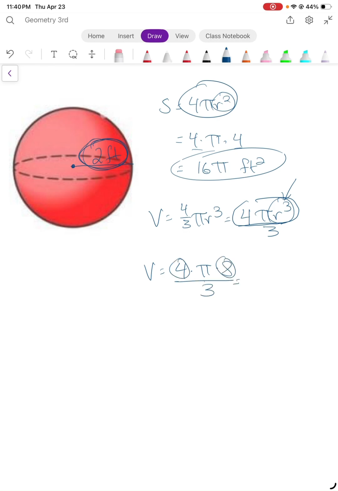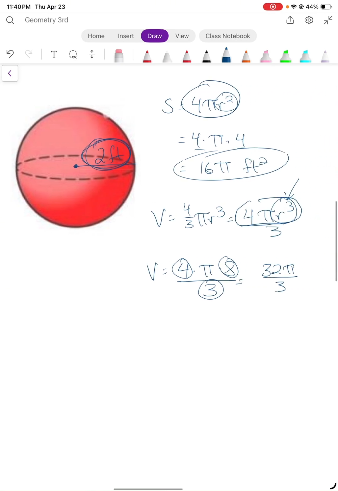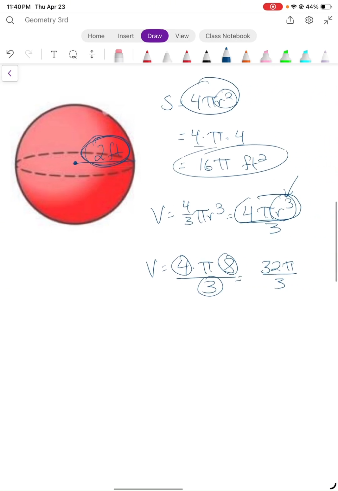Multiply what you can, divide if you can. That would give you a decimal, so we're just going to leave it as 32 on top with the pi, the 3 on bottom, and since it would give us a decimal, we're just going to leave it like that. Now, if you would like to, you could plug in 3.14. You could divide the whole thing by 3 and give the decimal answer, but that is going to be in cubic feet.